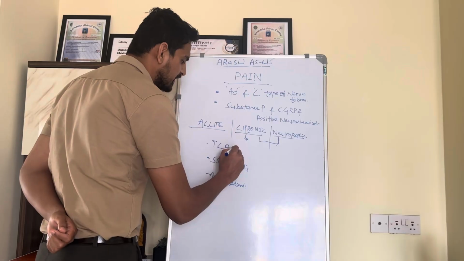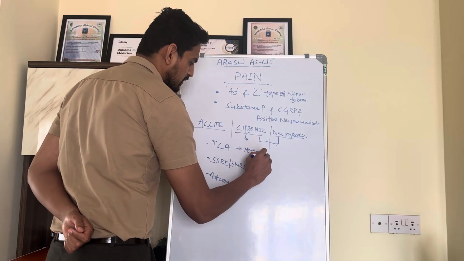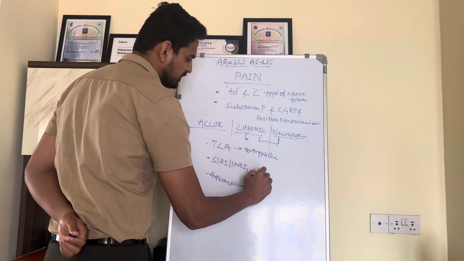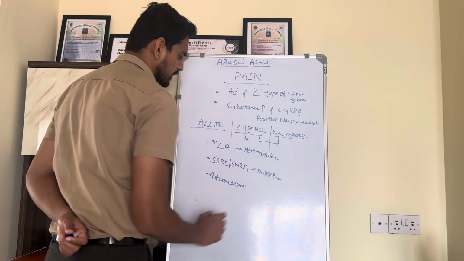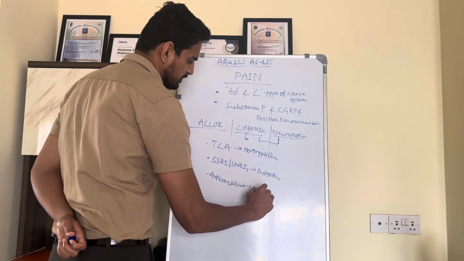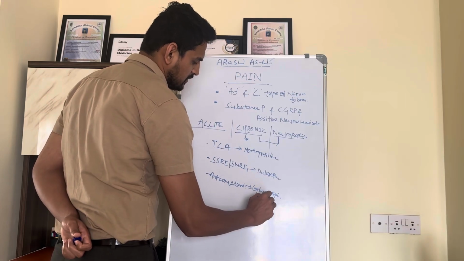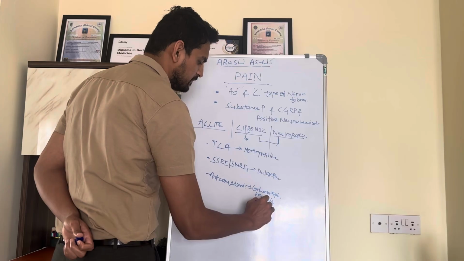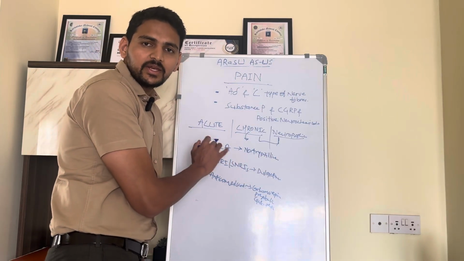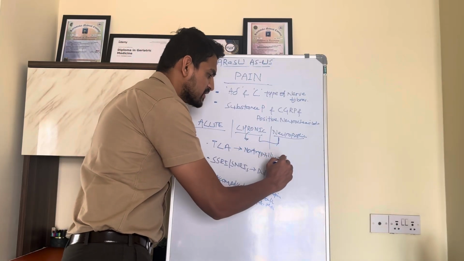When it comes to tricyclic antidepressants like amitriptyline, nortriptyline, SNRIs we can consider duloxetine, and anticonvulsants we can consider carbamazepine, pregabalin or gabapentin. Here the important points are, tricyclic antidepressants are very good when it comes to control of neuropathic pain, but the problem is mainly sedation.